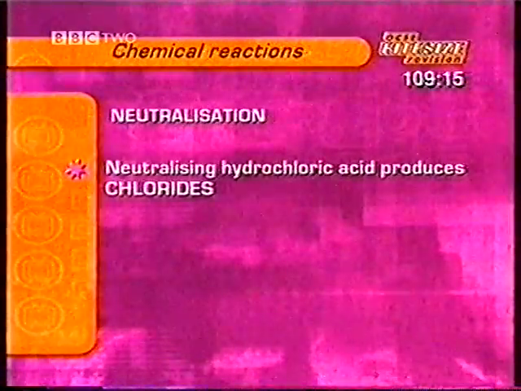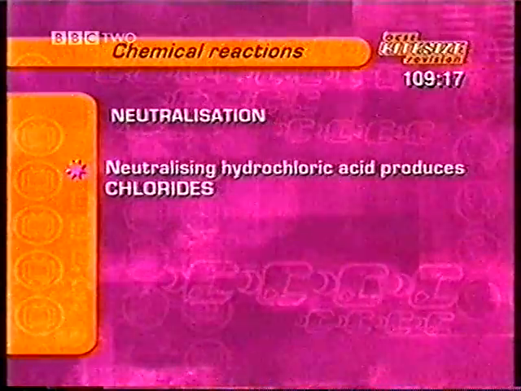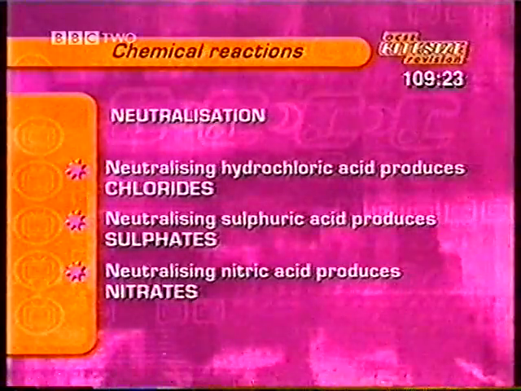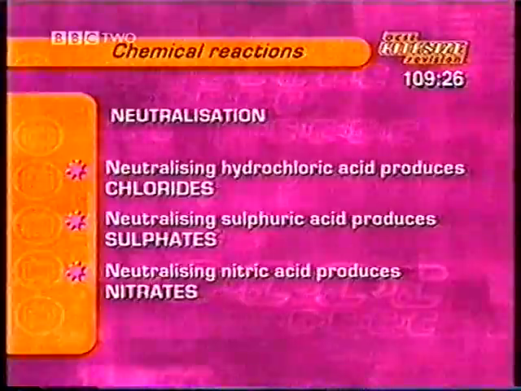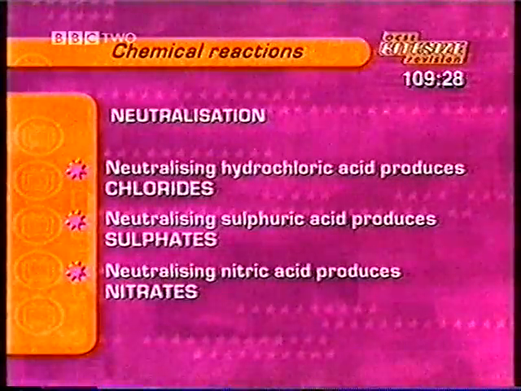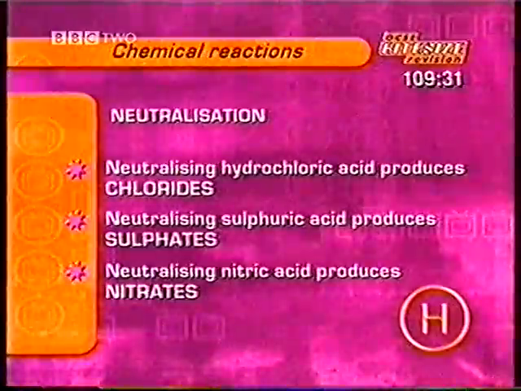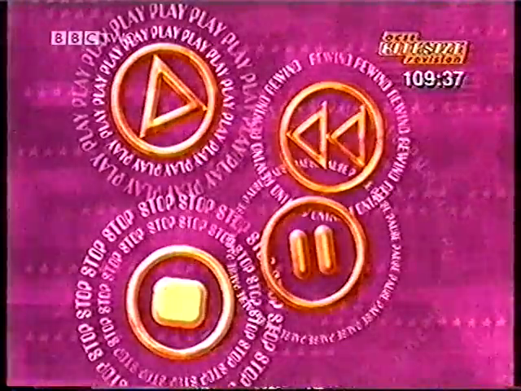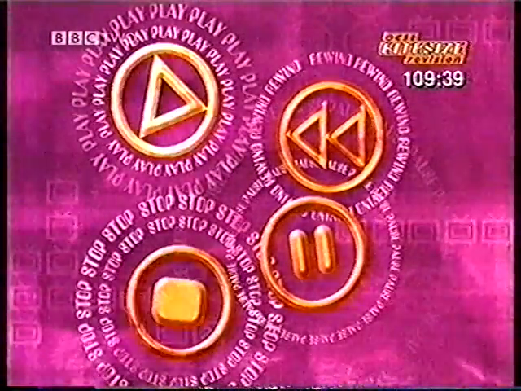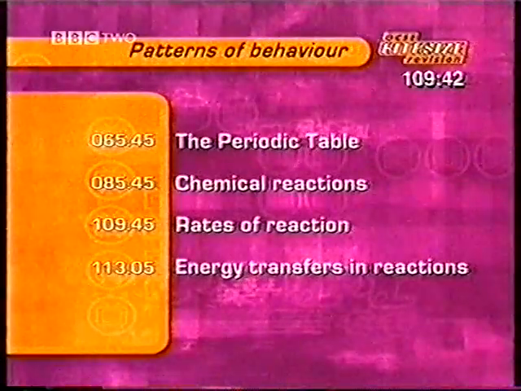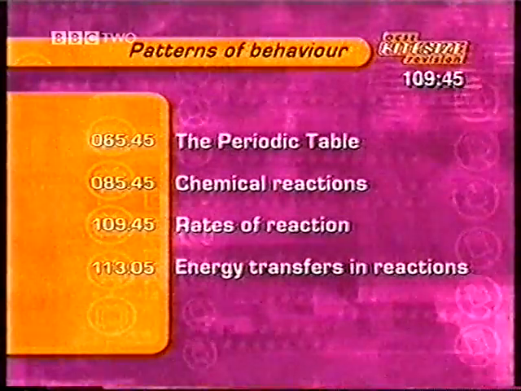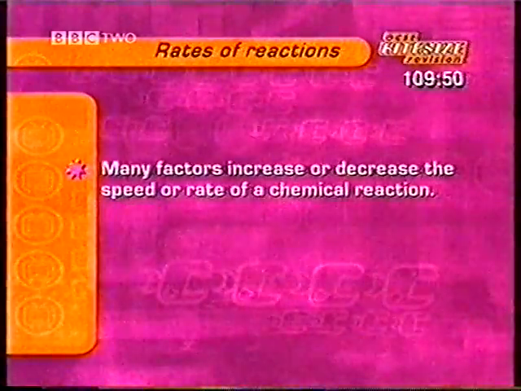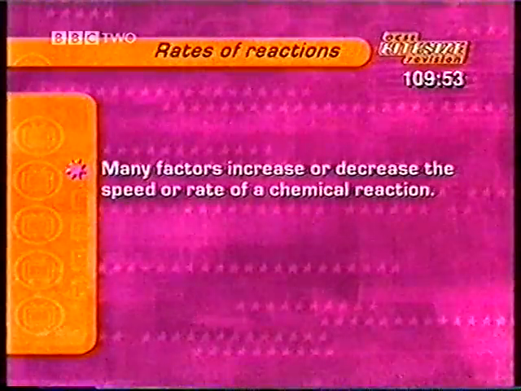Notice how neutralizing hydrochloric acid produces chlorides, neutralizing sulfuric acid produces sulfates, neutralizing nitric acid produces nitrates. There's more about chemical reactions in the higher tier science programme. That's it for chemical reactions. This section is about the rate of chemical reactions. There are many factors which increase or decrease the speed or rate of a chemical reaction.